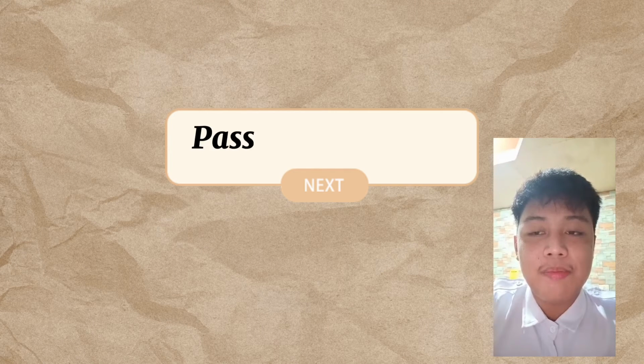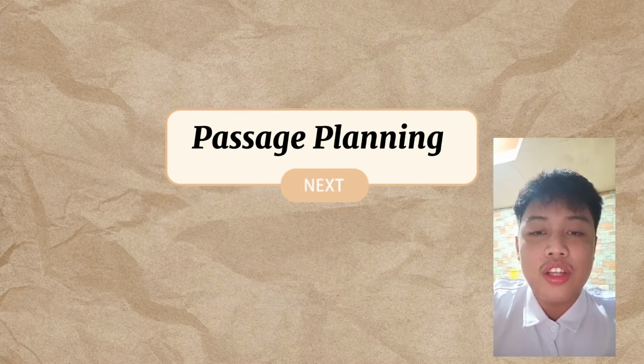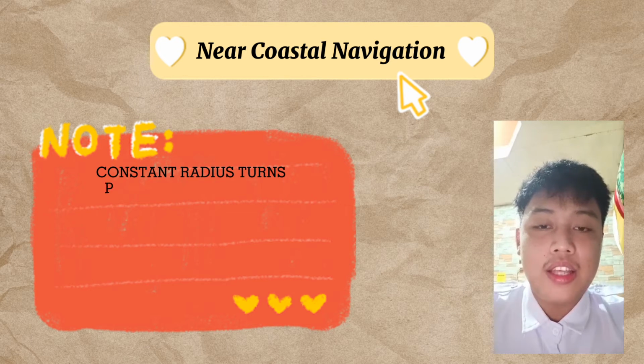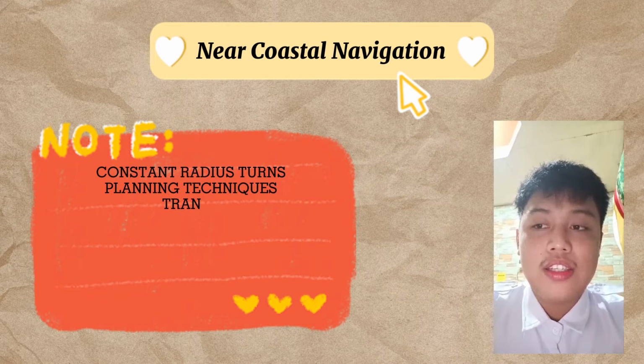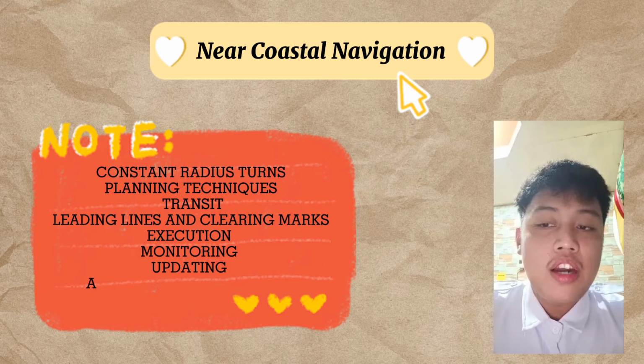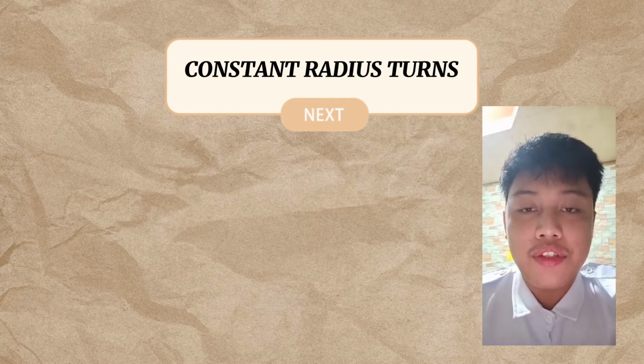Hi guys, I'm here to discuss the last part of passage planning in execution and monitoring. Okay guys, in this topic, we will focus on constant radius turns, planning techniques, transits, leading lines and clearing marks, execution, monitoring, updating, archiving, and recording. Our first topic is constant radius turn.